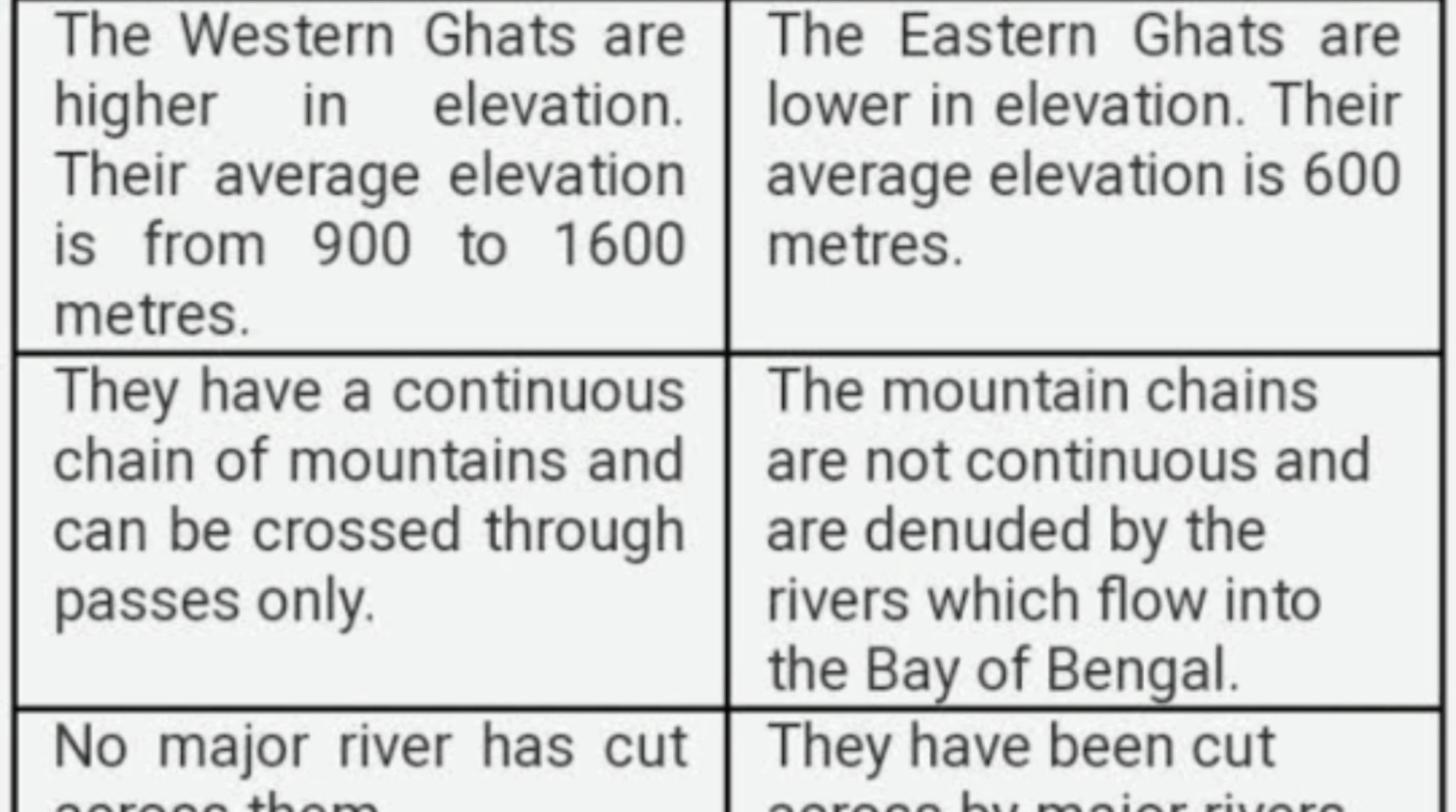Western Ghats have a continuous chain of mountains and can be crossed through a passage only. And Eastern Ghats chains are not continuous, which is called discontinuous, and are denuded by the rivers which flow into the Bay of Bengal. No major rivers cut across the Western Ghats, but the Eastern Ghats have been cut across by major rivers like Mahanadi, Godavari, Krishna and Kaveri.